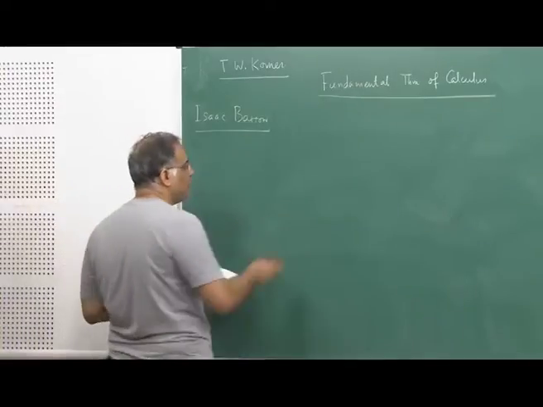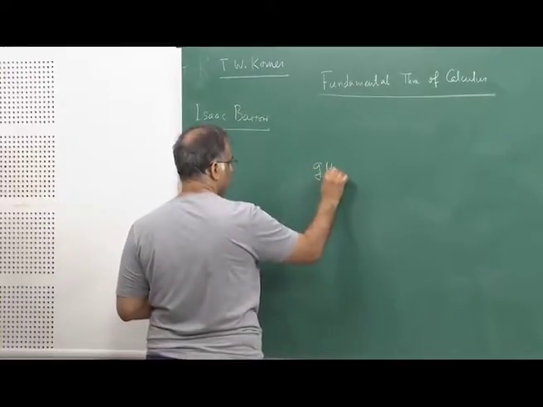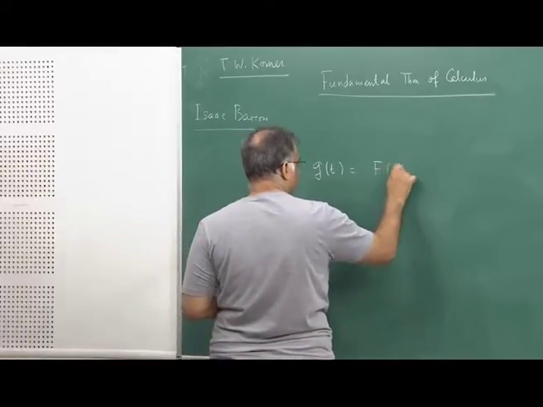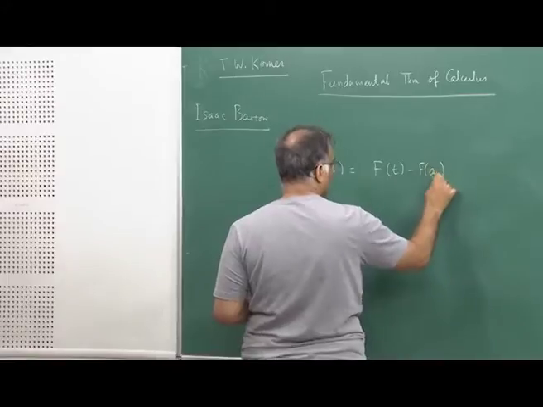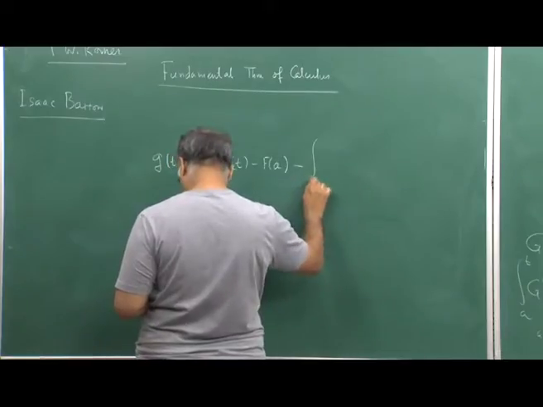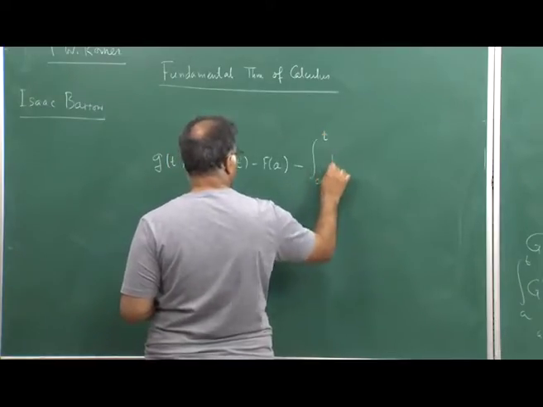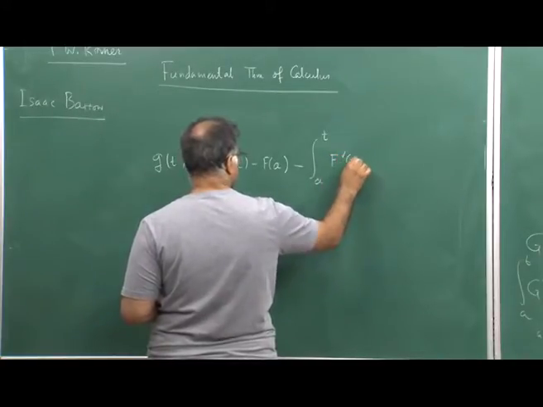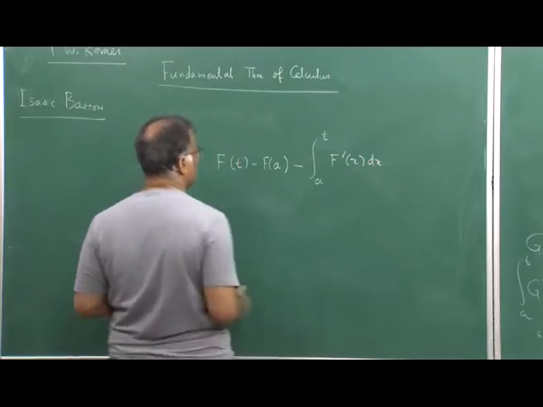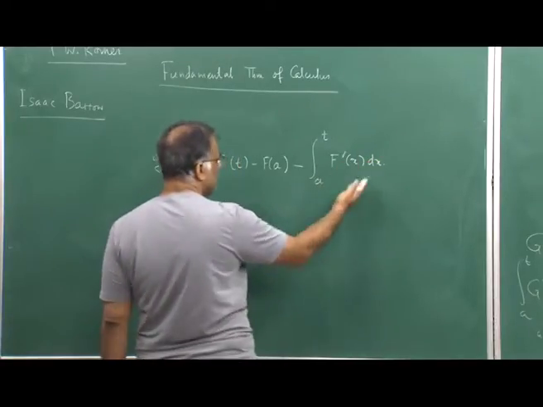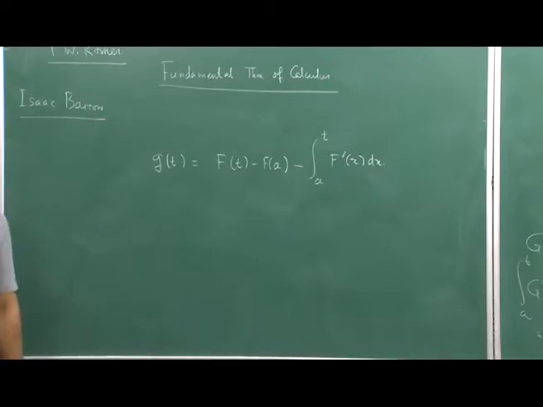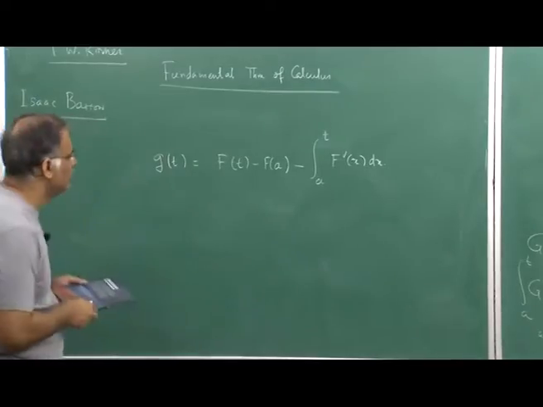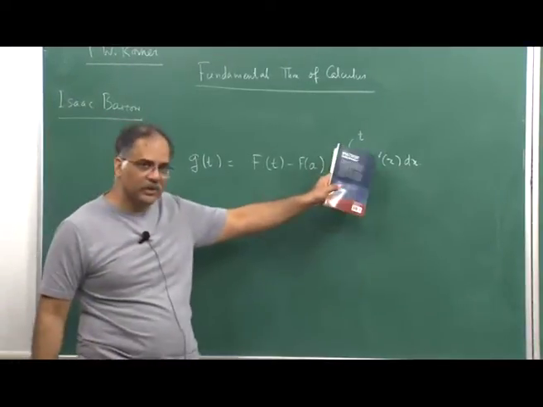So let me construct a function g t, small g t, which is f t minus f a minus the integral from a to t of f dash x dx. So it could be that if I can integrate this function, then it will give me for every t something. It could be some capital phi t, I do not know, right. Do not immediately think that this is f t, right.